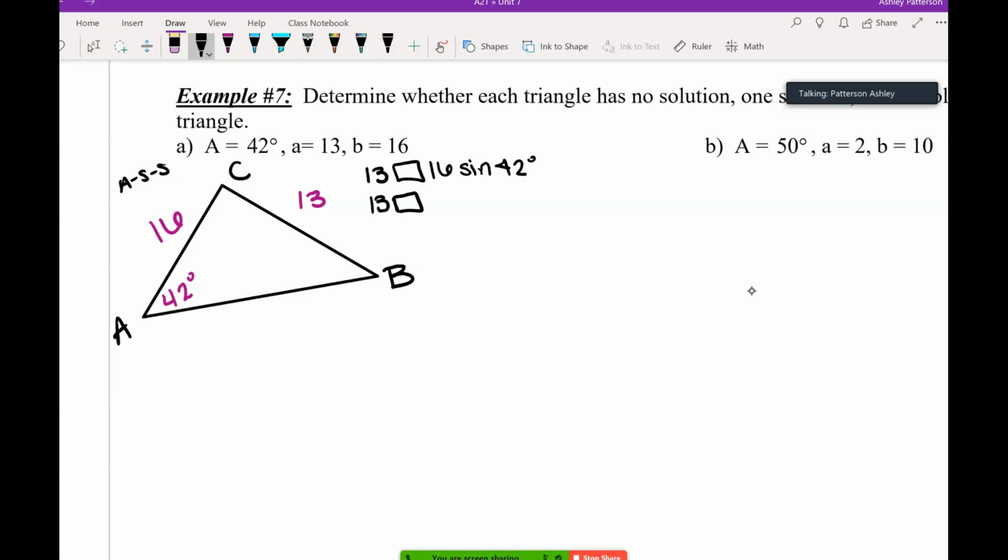How does 13 relate to approximately 8.7? It is larger than. So if the corresponding side is greater than the height, that means that we have two possible triangles. Yes. So we're going to solve for both possibilities.